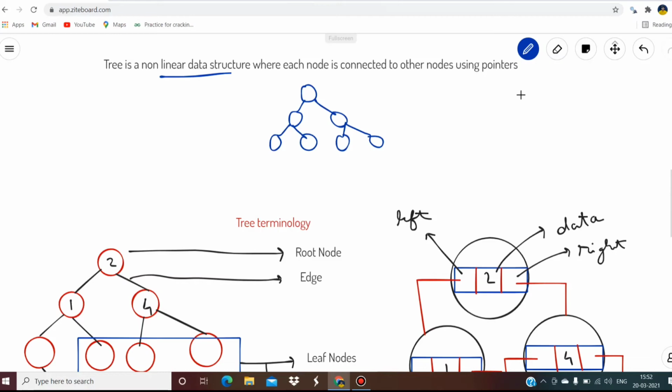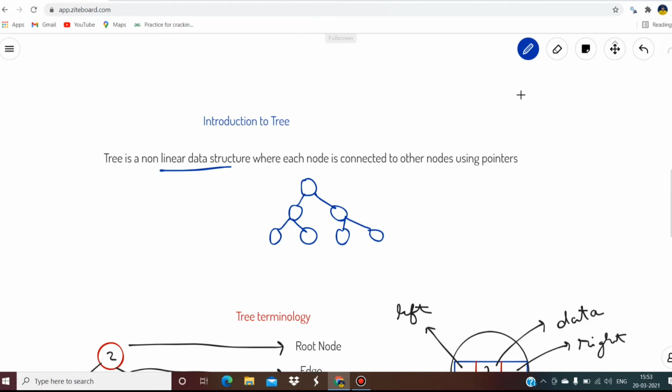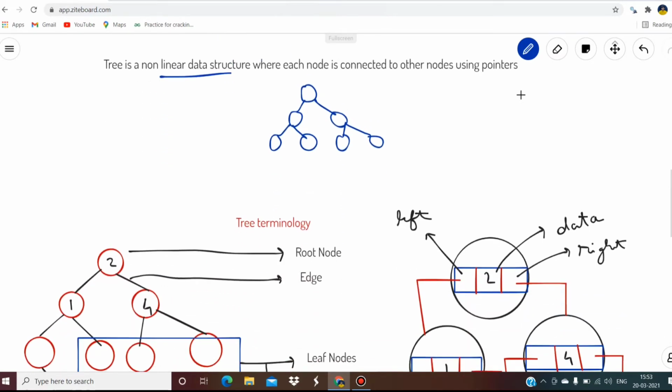Hello friends, in this video I will be explaining tree data structure. So it's a non-linear data structure where each node is connected to other nodes using pointers. So basically this is known as a node, and this node is connected to other nodes using pointers. Inside this node there are three things: one is data, the second is the left pointer, and the third is the right pointer.